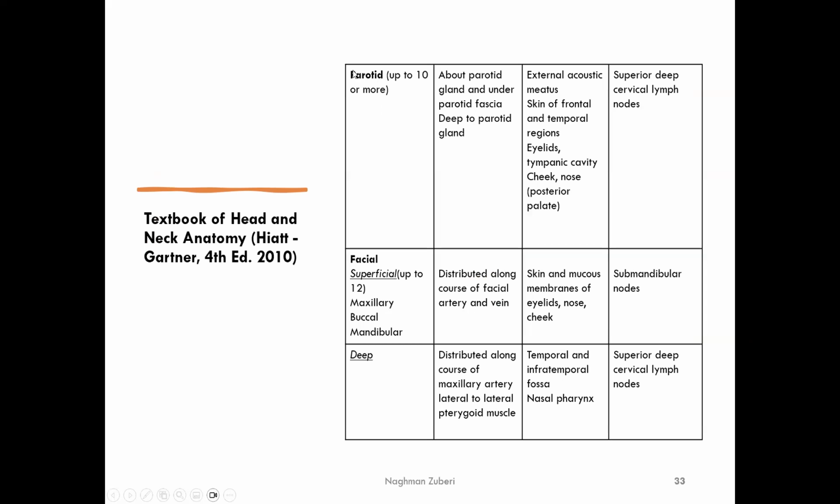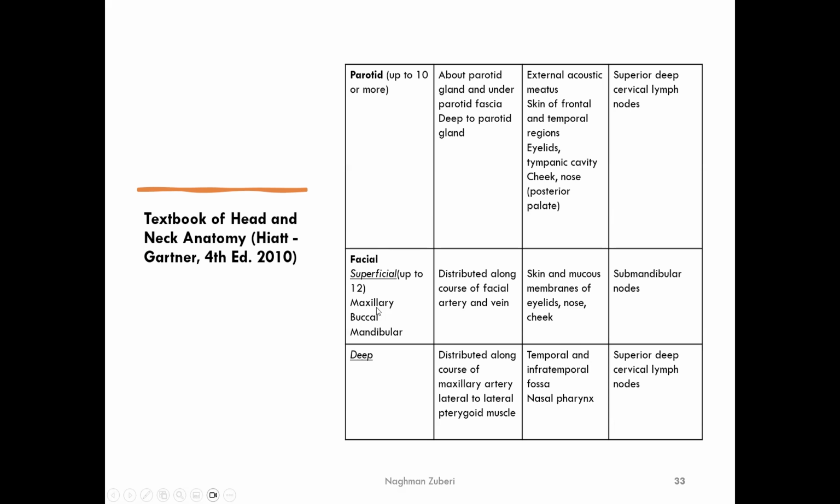Now, let's see parotid. They are up to 10 or more, and they are located about the parotid gland and under the parotid fascia, deep to the parotid gland. They are receiving lymphatics from the external acoustic meatus, skin of frontal and temporal regions, eyelids, tympanic cavity, cheek, nose, as well as posterior palate. And they are being drained into the superior deep cervical lymph nodes.